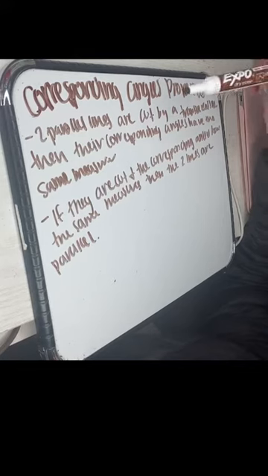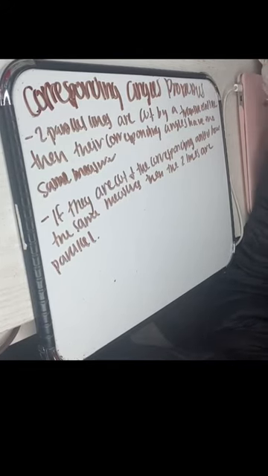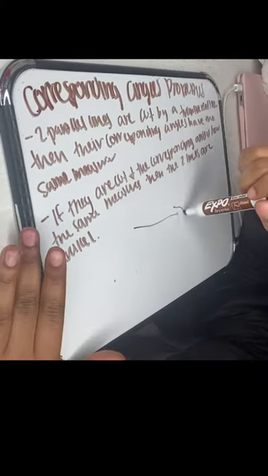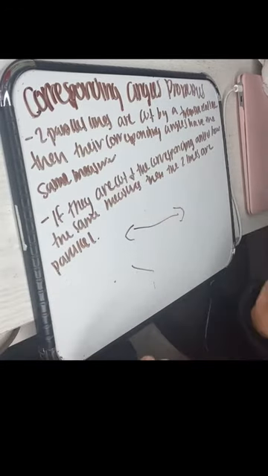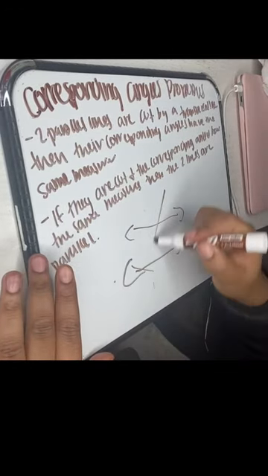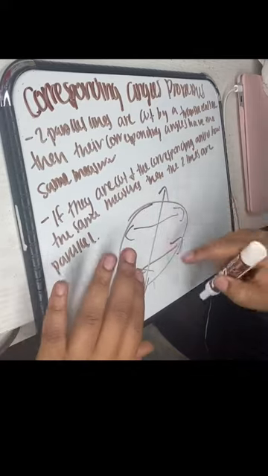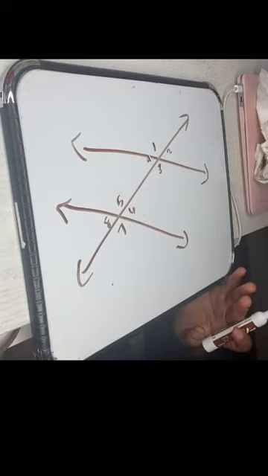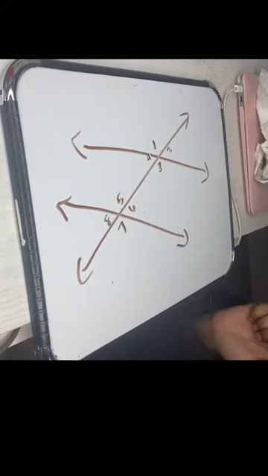Okay, so corresponding angles properties. If two parallel lines are cut by a transversal line, then their corresponding angles have the same measures, which is what we just went over. So if the corresponding angles are equal when cut by the transversal line, then that means the two lines that have been cut are parallel. Okay, so let's put some of these properties into action.